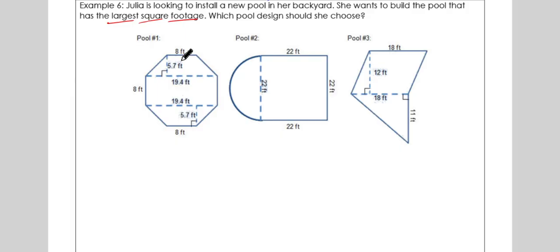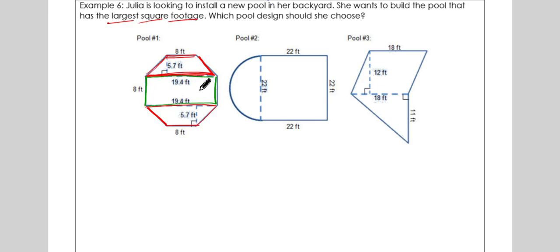So pool number 1, I see a trapezoid on top, and then the exact same trapezoid on the bottom, with a rectangle cutting through the middle. So you're going to find the area of this trapezoid. I'm not going to do it again. I'm just going to multiply that times 2, and then find the area of the rectangle.